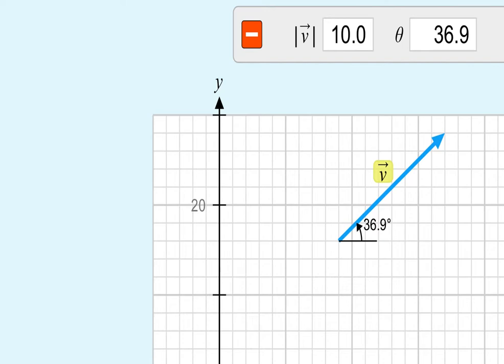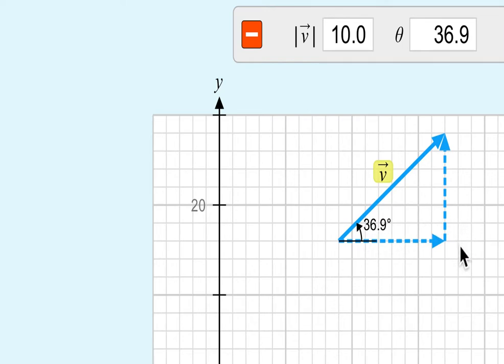So let's double check to see what the answer is. If I show the components, you can see here that the components are shown. So the x component for this vector of length 10 at an angle of 36 degrees should be 1, 2, 3, 4, 5, 6, 7, 8 units in the x direction. So that's going to be 10 times cosine of 36, which should give you 8.